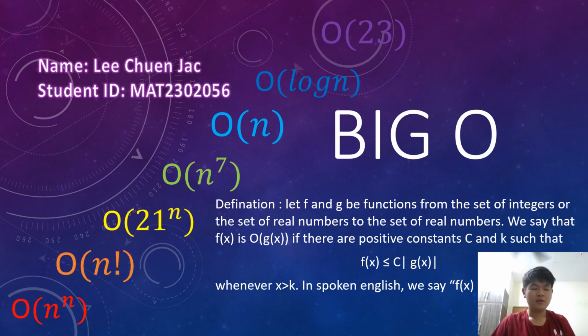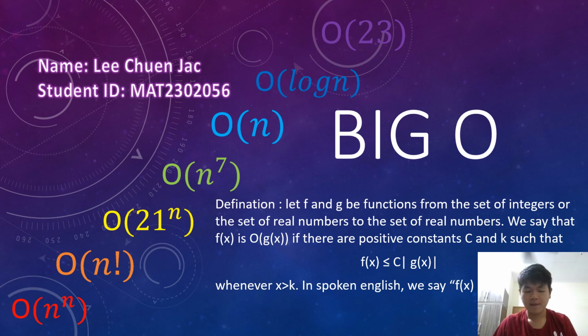Hi everyone, the topic I want to talk about today is Big O. What is Big O? Big O notation is used extensively to estimate the number of operations an algorithm uses as its input grows. So we can use Big O notation to compare two or more algorithms to determine which is more efficient as the size of the input grows.